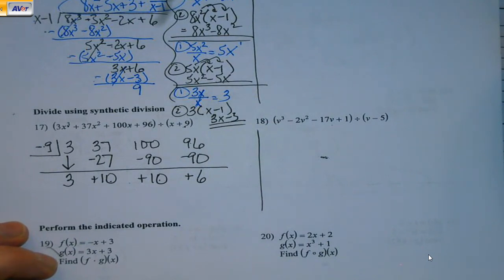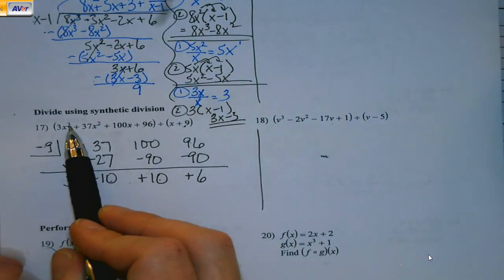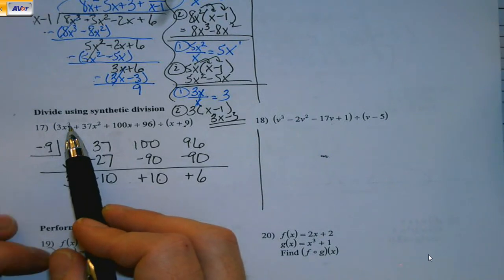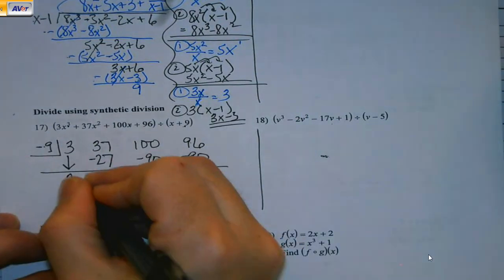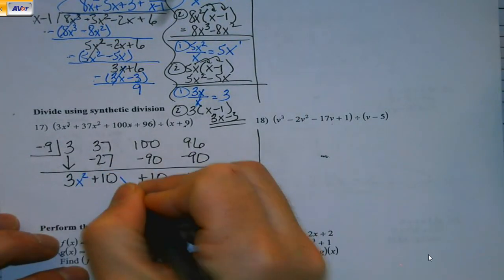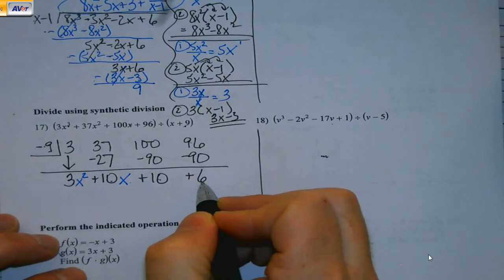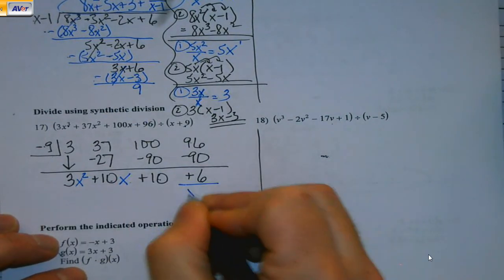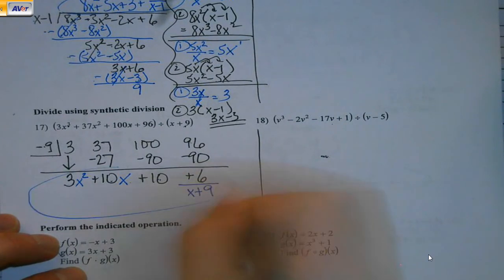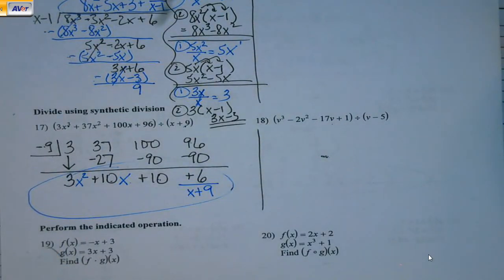So how do I put the variables back in? Go look at what degree you started with. We started with 3. We're going to start one less. So 2, 1, 0. And if there's still a number after that, that's my remainder. And we're ready to roll.